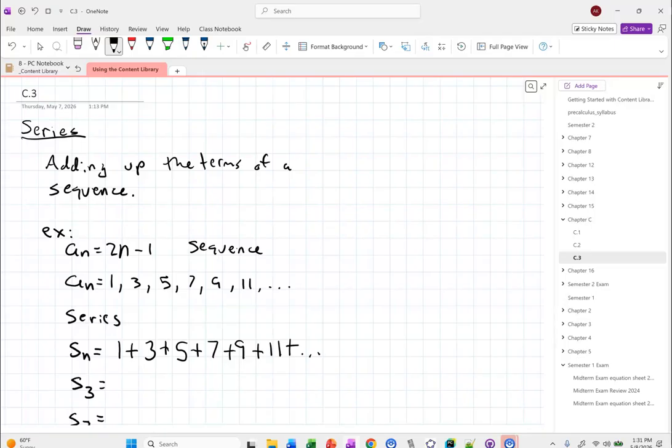Okay, what is really the difference when you look at a series and a sequence? Plus signs instead of commas, right? That's your indicator as the difference. Everybody can see that? So if I want S3, that means I'm just going to be adding up the first 3 terms of my sequence. So this is term 1, term 2, term 3. So I'm adding up 1, 3, and 5, which is just 9.